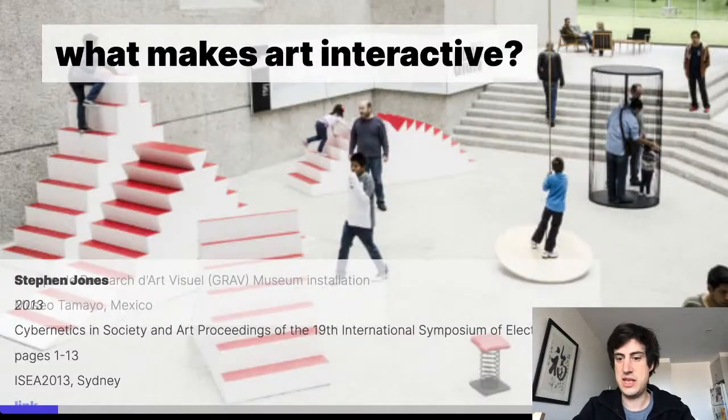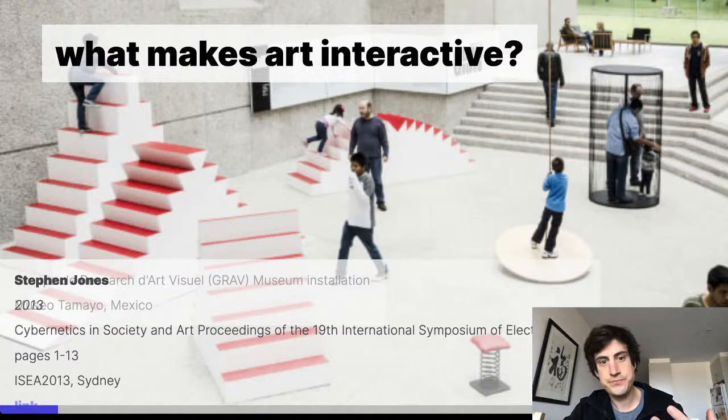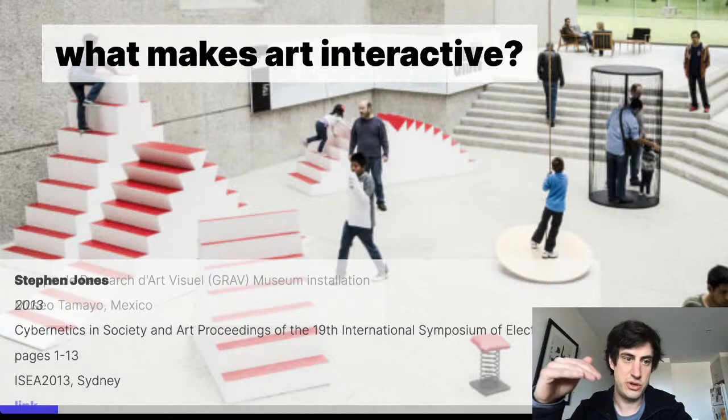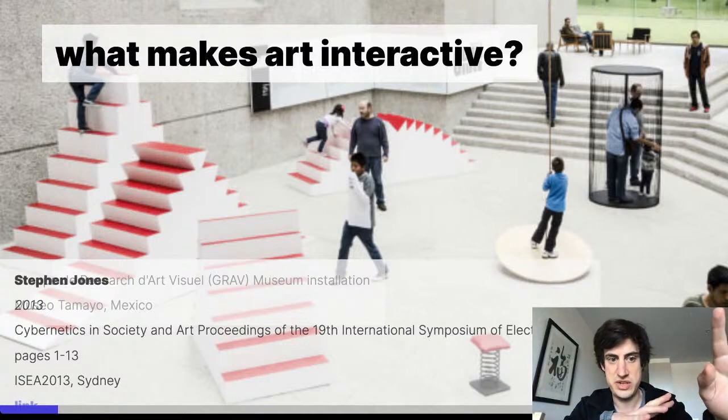So in this example from GRAV, Groupe de Recherche d'Art Visuel, we have a range of works that make the viewer active and perhaps solicit people to enjoy the experience together in an active way. You can see a little girl climbing over these strange looking shaped staircases, and someone on the left climbing this steep staircase.